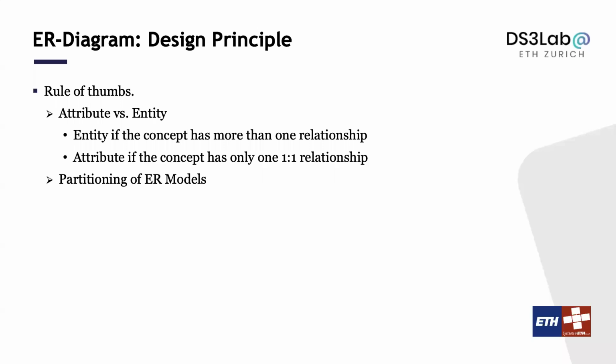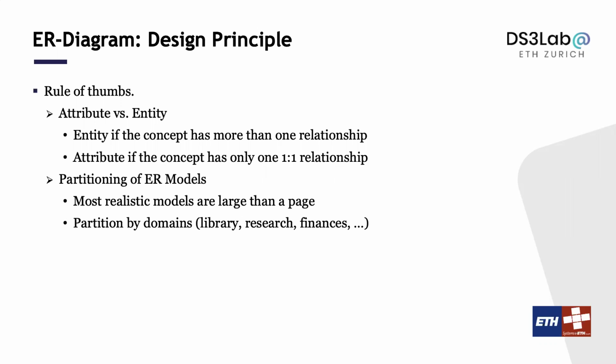Also, in real applications, the ER models we talk about in this lecture look very simple, but in applications an ER model can be really large. Most realistic models, if you print them out, would not fit on a single page. Sometimes the best practice is to partition entity relationship models. For example, if you want to model the whole ETH, you could have one ER model for the library, one for research, one for finance, and not put them together. Otherwise it gets messy really fast.